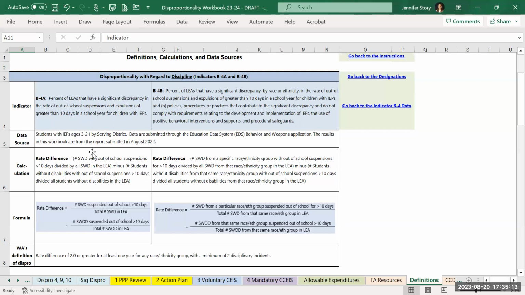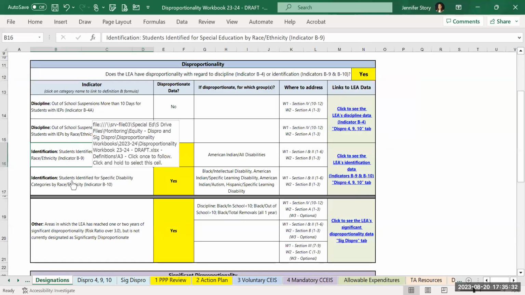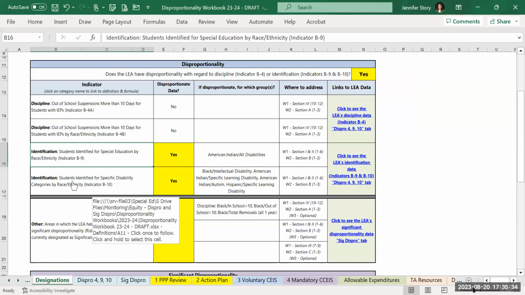What is the indicator? What is the data source? How do we calculate it? What is the actual formula? And then what is our definition of disproportionality? So any of those links on this designations tab will take you directly to that particular section of the definitions to give you more information.